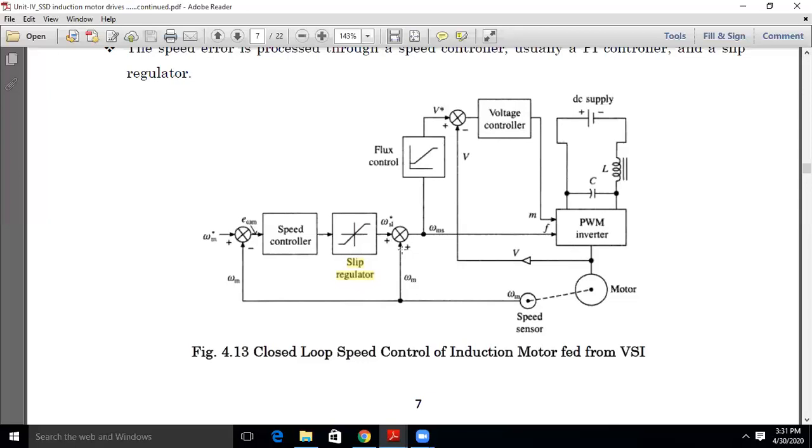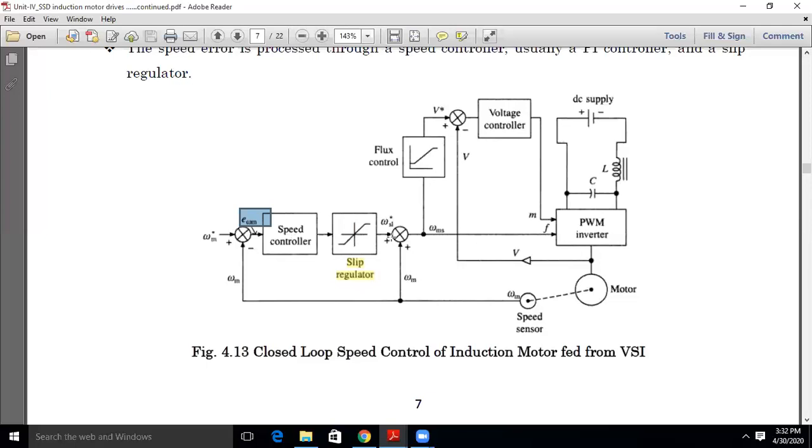Here speed error is generated. Let us say this is the speed error, and slip is generated. The slip regulator is controlling the slip value, and the slip speed is set. This slip speed has a small value. Slip speed in the sense we can say that it is S into ns.